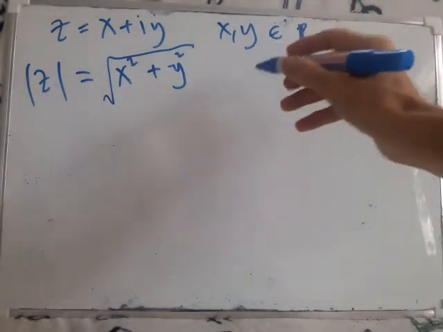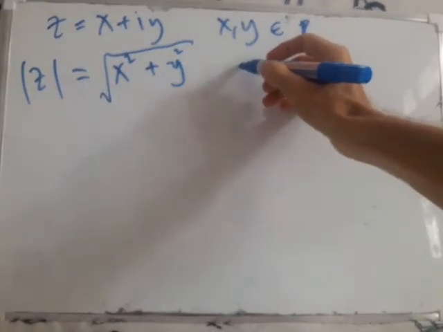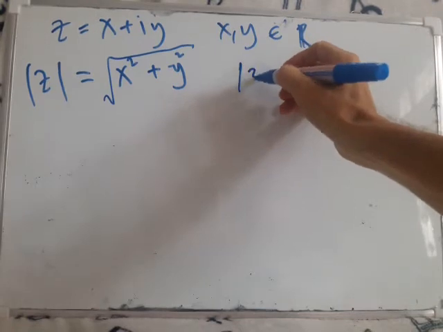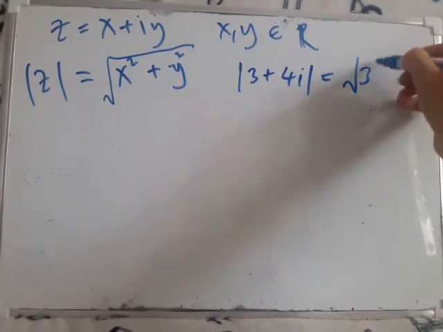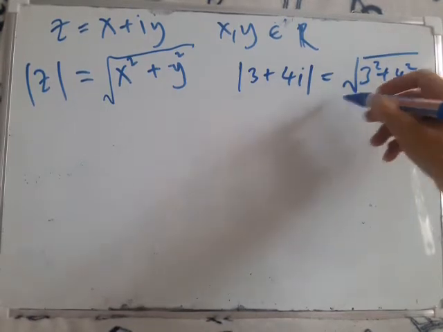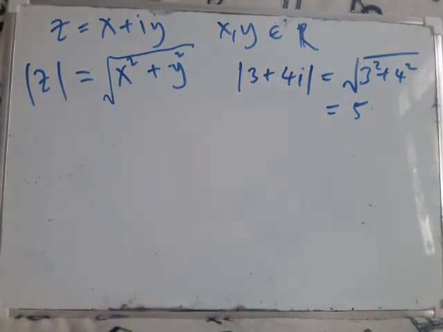So, for example, the modulus of 3 plus 4i is the square root of 3 squared plus 4 squared, which I've chosen to be a nice number, 5.